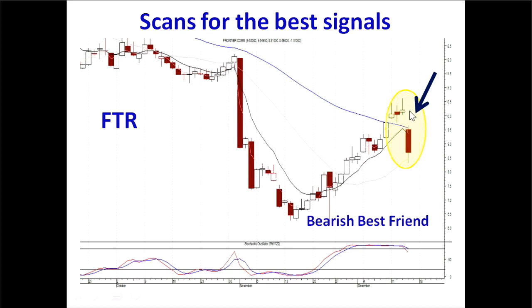Same scenario on the downside. A doji gap down, that's your bearish best friend. Where do you think this one is going to? Probably back down to the bottom of this channel. What does a doji tell you? Indecision. What's a gap down tell you? They've made a very strong decision. They're going in this direction.